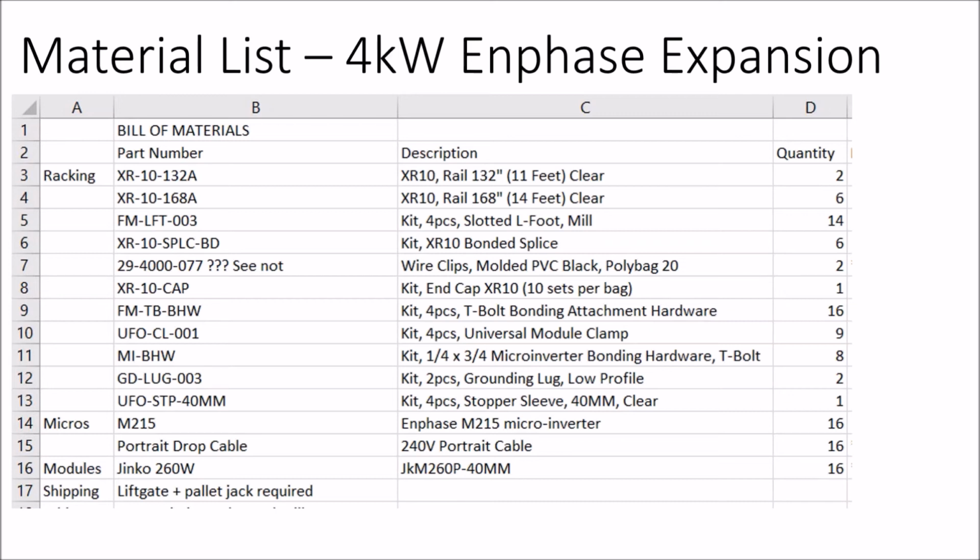This was a material list that I made recently for an expansion project where the system owner had done 8 kilowatts a couple years ago, and then he wanted to self-install a 4 kilowatt branch circuit. And just using these techniques, in a matter of minutes, we're able to generate a racking bill of material.